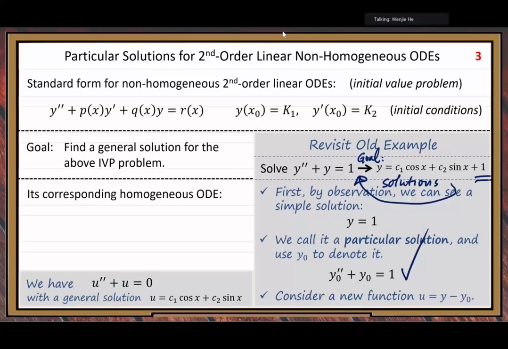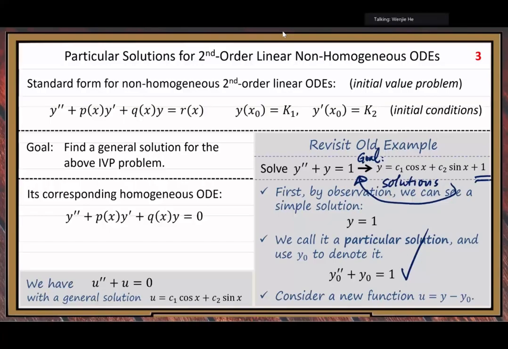First, we want to solve the corresponding homogeneous ODE, that is this version. How to solve, that's another question. It's not easy, because for a general P function, general Q function, it could be very hard. We can only solve relatively simple P functions and Q functions.